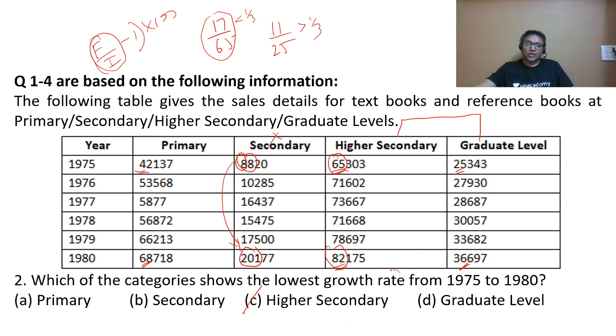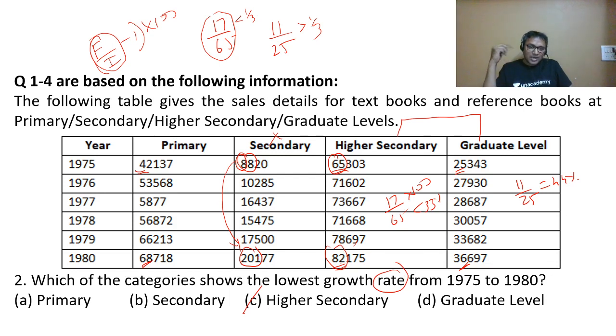It is growth rate, not growth, percentage growth. You can find the growth rate. 11 upon 25 is a 44% growth rate. And 17 upon 65 into 100 you can make out is less than 1/3, so less than 33% growth. So the lowest growth rate will be higher secondary.